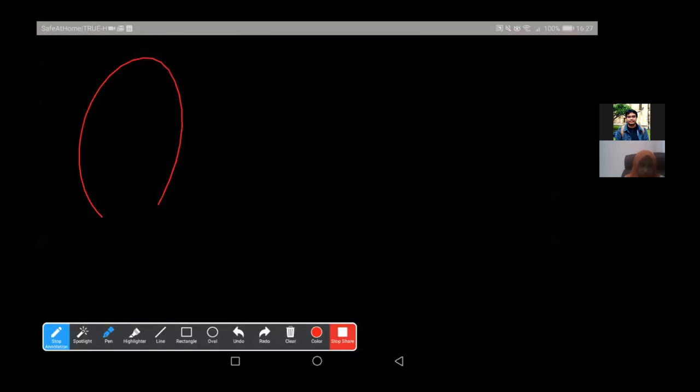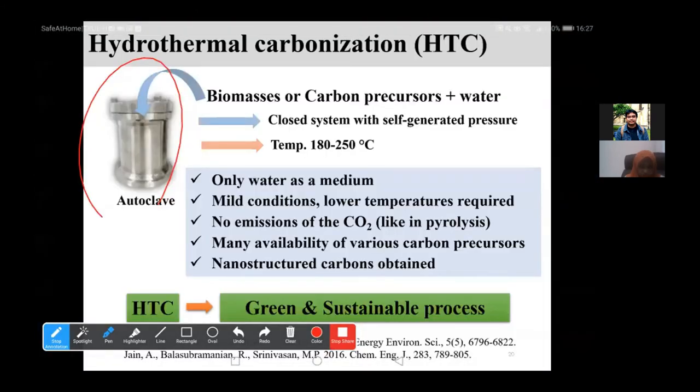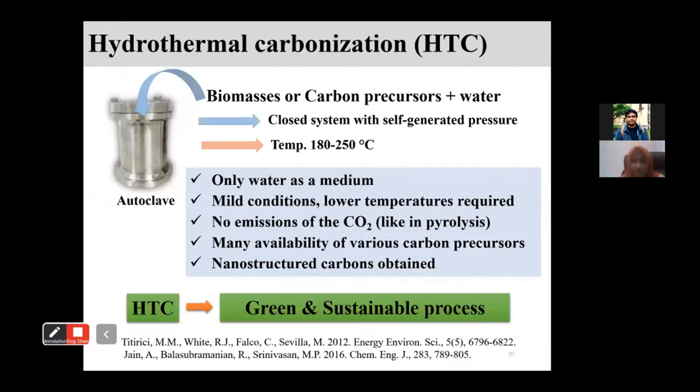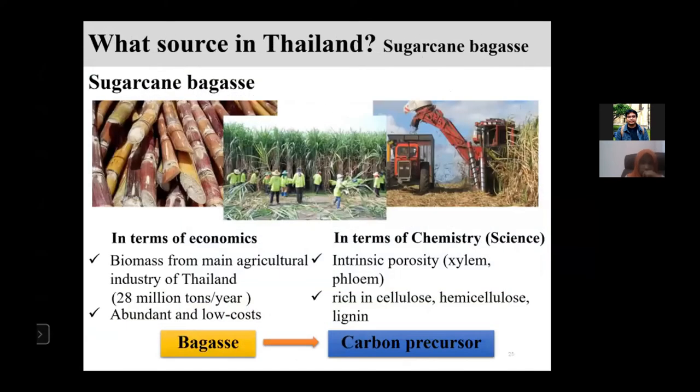Mild conditions mean you need only 180 up to 250 degrees Celsius. You can go a little bit further than that, up to 400. It depends on your autoclave or your reactor. In this case, you have no CO2 emission released from the system because you always have a closed system. This method is considered a green process, because you have a closed system and need lower temperature. Okay, so I show you an example from one of my publications so far.